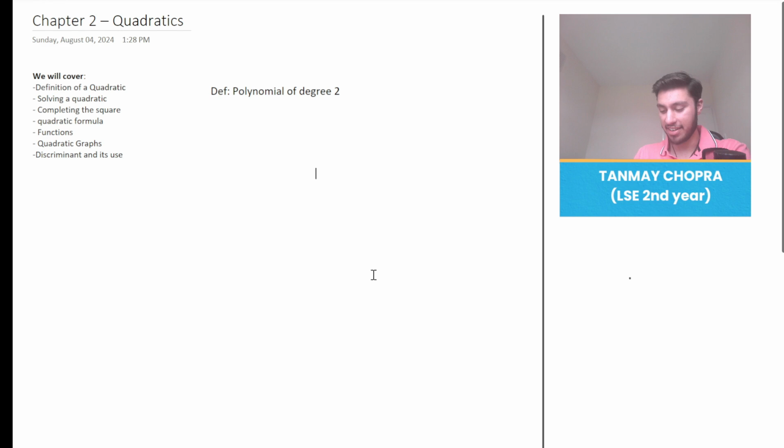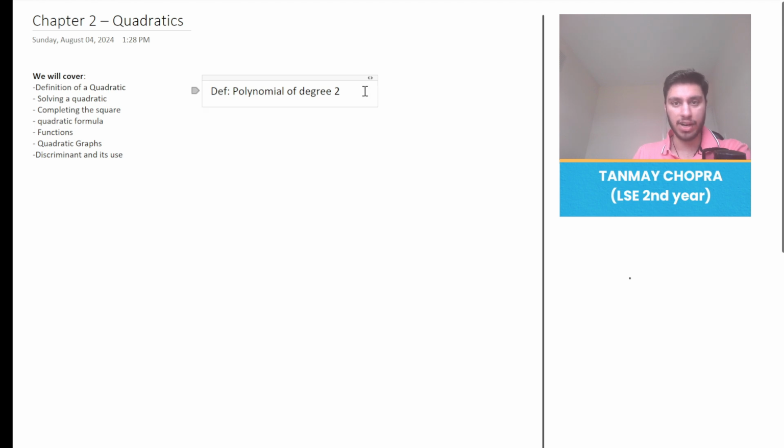This is Quadratics that we are looking at now. We had a brief introduction to this in the first video, which was chapter 1, algebraic expressions. So this one is a more formal introduction, and we are going to look at this in much more depth than we did in chapter 1, which was just factorization of quadratics. So let's start with the definition.